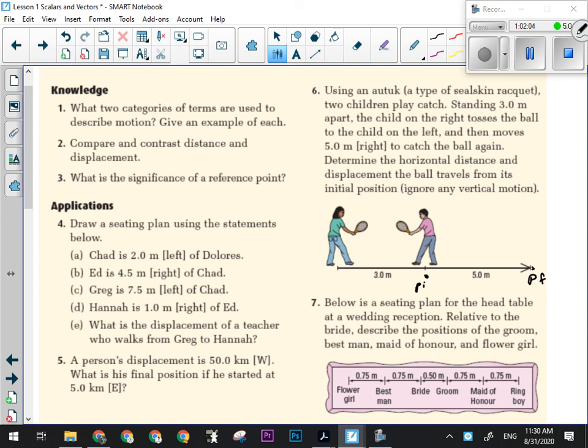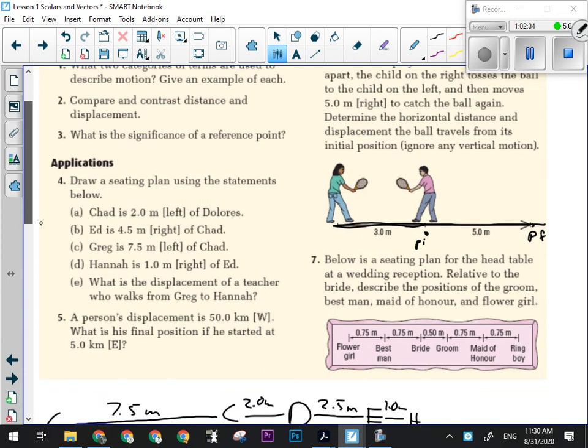What's the total distance traveled? 11. A lot of people want to say 8 because they look at the 3 and the 5. But remember, the ball went here and then all the way back. So it went 3, 6, 11 meters. It's easy to forget about the trip there and then the trip back. So the total distance is 11 meters, but the total displacement is 5 meters to the right.